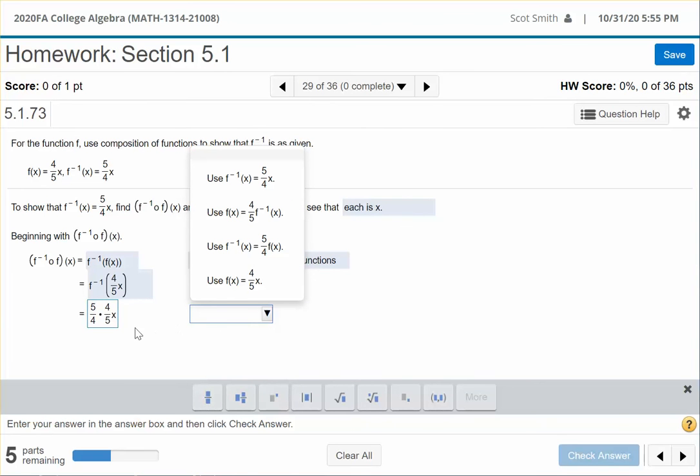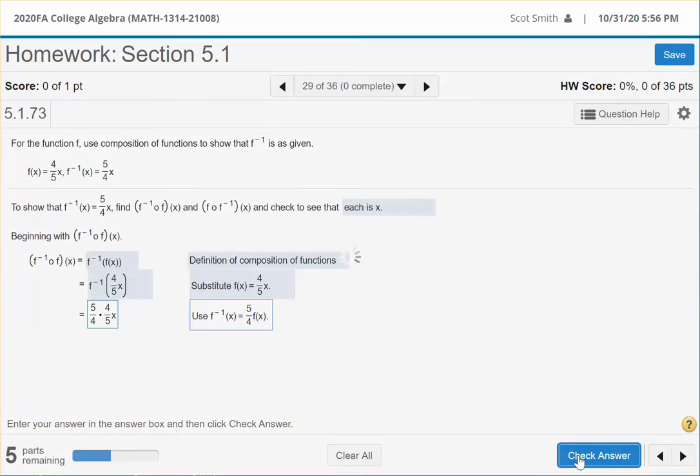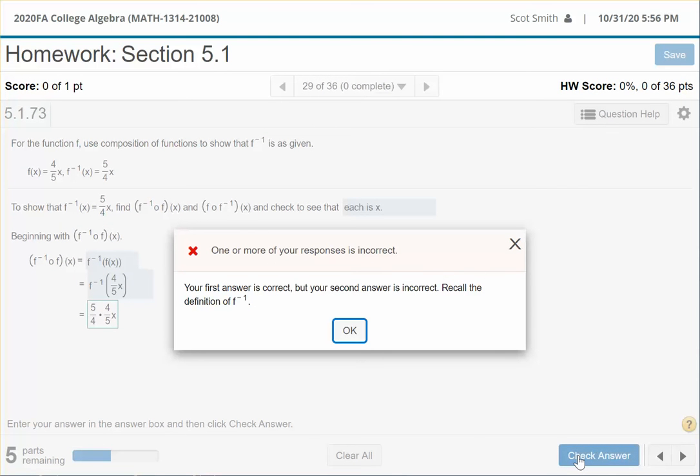So we're basically multiplying 5/4 x times what f of x was. So notice, remember f of x was 4/5 x. So we're multiplying 5/4 times our input. That's what we do with the inverse function. And our input was f of x. So it's 5/4 times f of x. So let's check our answer. Uh-oh, I messed that one up.